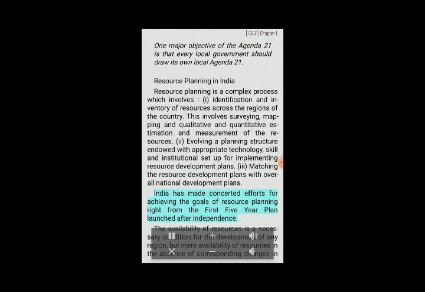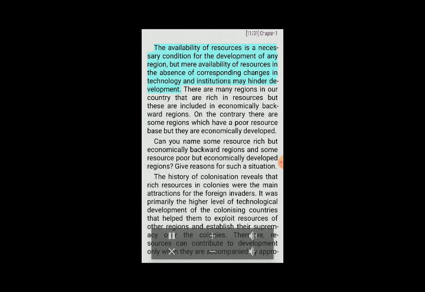India has made concerted efforts for achieving the goals of resource planning right from the first 5-year plan launched after independence. The availability of resources is a necessary condition for the development of any region, but mere availability of resources in the absence of corresponding changes in technology may hinder development. There are many regions in our country that are rich in resources, but these are included in economically backward regions.